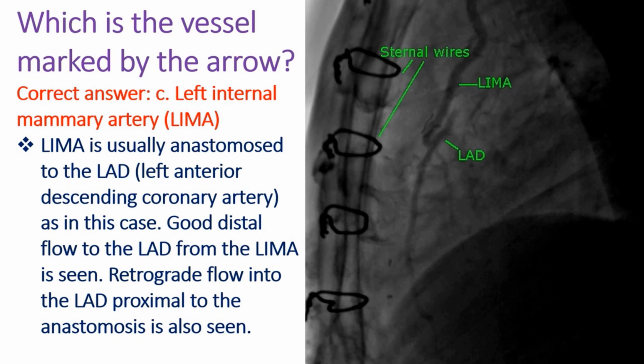LIMA is usually anastomosed to the LAD, left anterior descending coronary artery, as in this case. Good distal flow to the LAD from the LIMA is seen. Retrograde flow into the LAD proximal to the anastomosis is also seen.